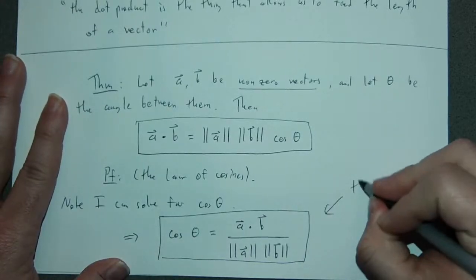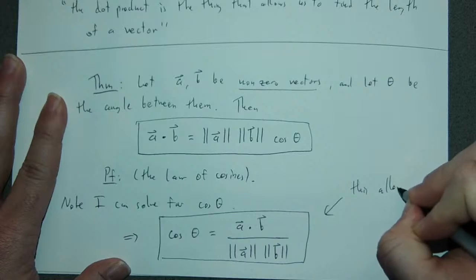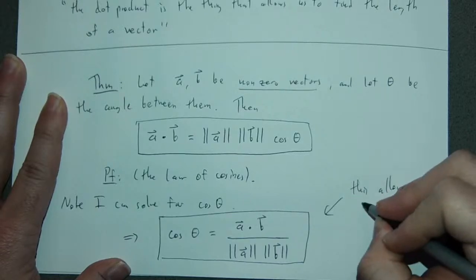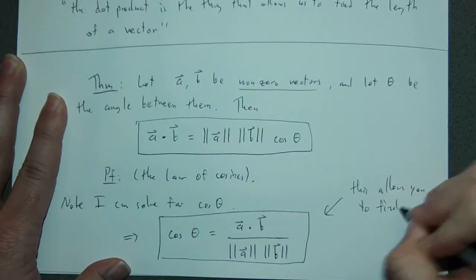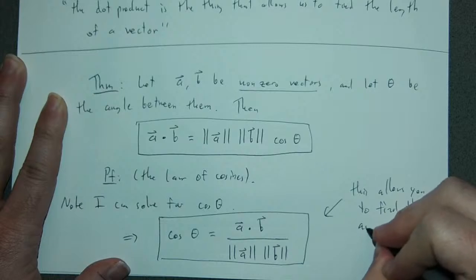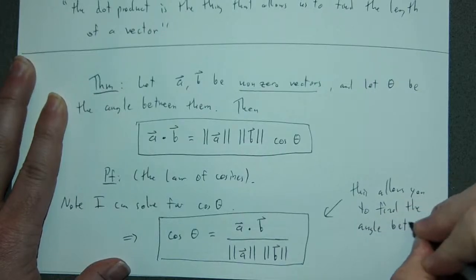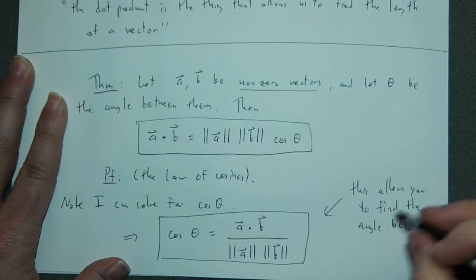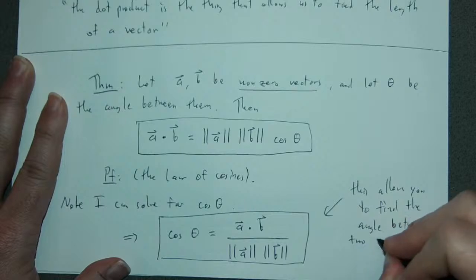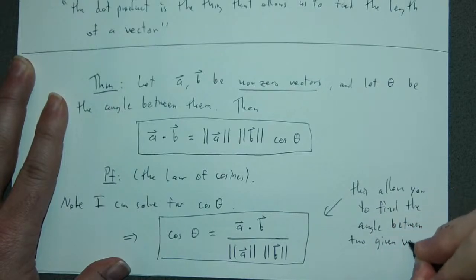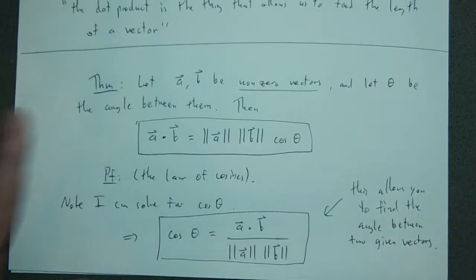So this allows you to find the angle between two given vectors using the dot product. Not only is the dot product tied up in the length of a vector, it also allows you to compute the angle between two vectors.